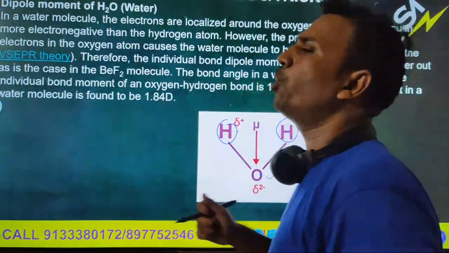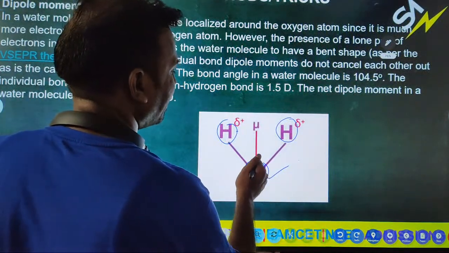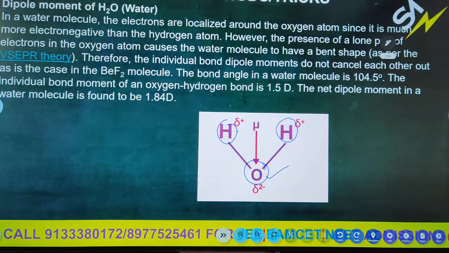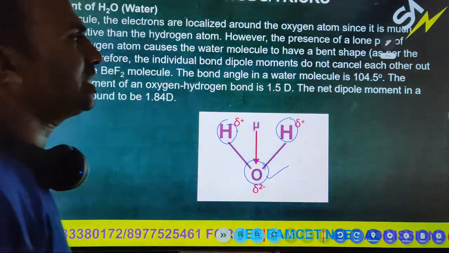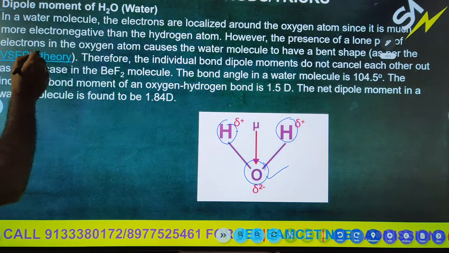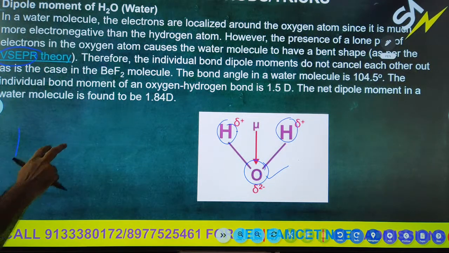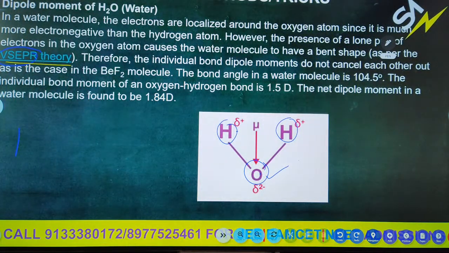Now, two hydrogens and oxygen. Which is the more electronegative element here? In the water molecule, it is oxygen. Due to electronegativity, the dipole arrows shift towards the oxygen. This shape of the molecule is explained by VSEPR theory, the valence shell electron pair repulsion theory.